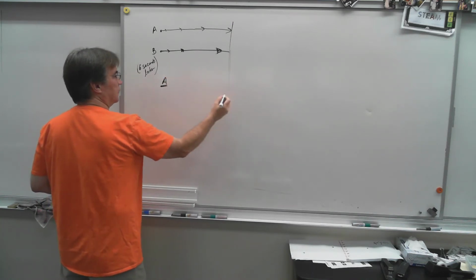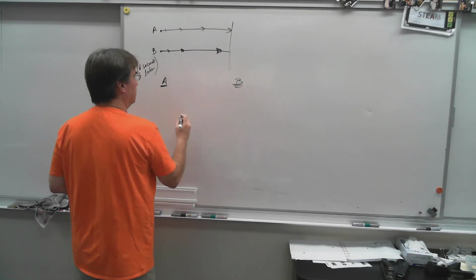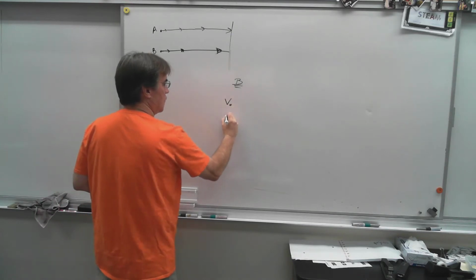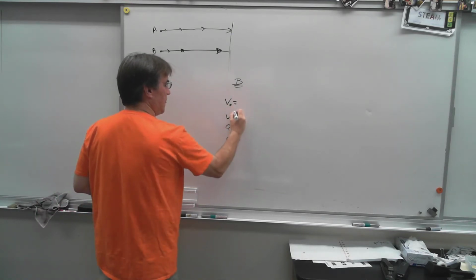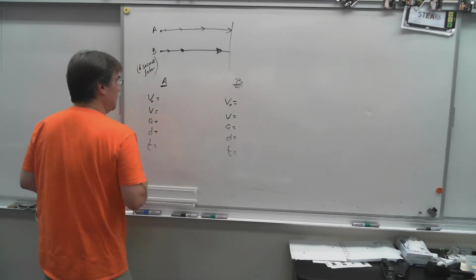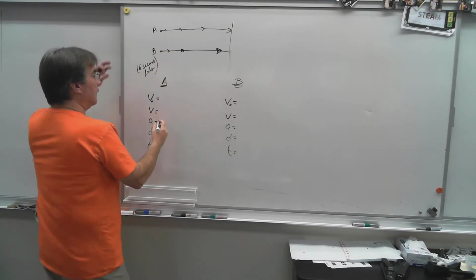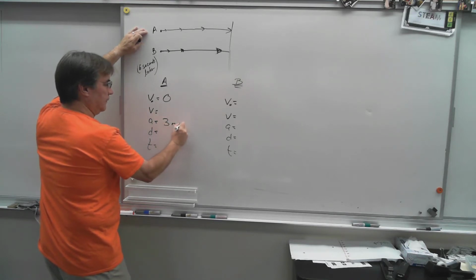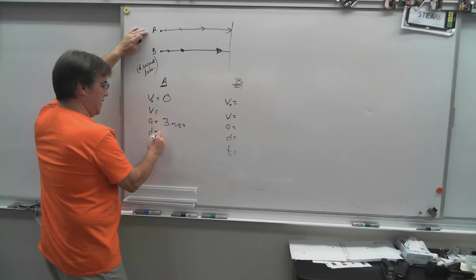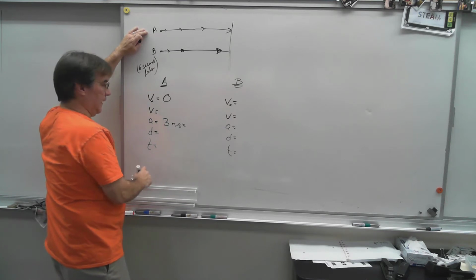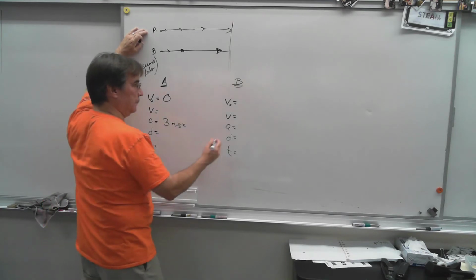So, we've got two objects, so we need really two Vovats here. So, for car A, starting from rest. Don't know the final speed. I know you're accelerating car A at 3 meters per second squared. And I don't know how far it goes. And I don't know the time. In fact, I'm kind of trying to find that time, aren't I? So, a lot we don't know.